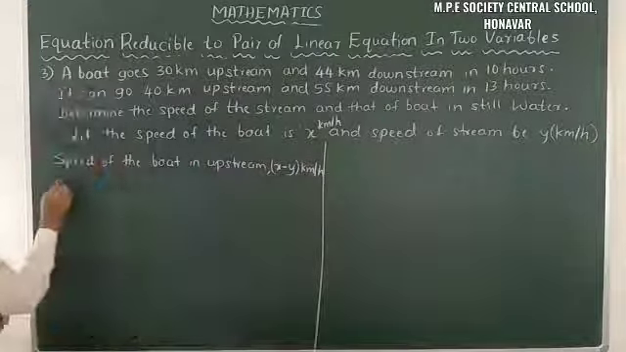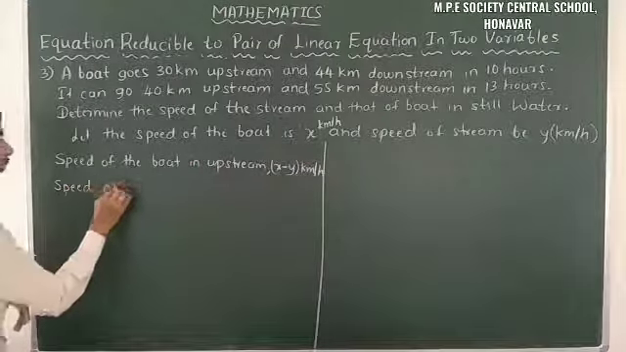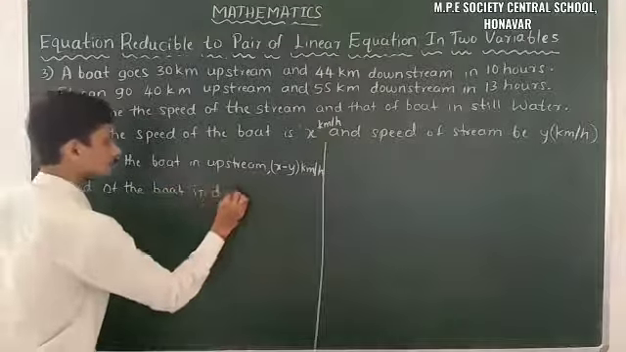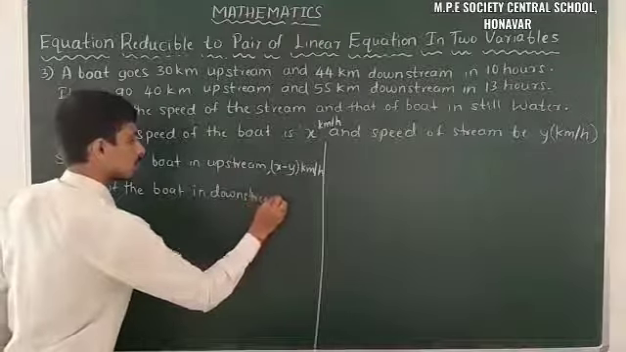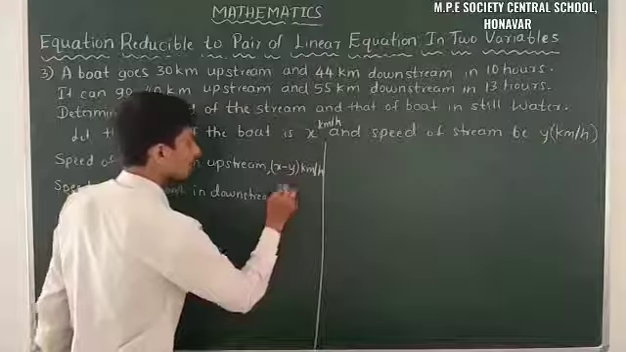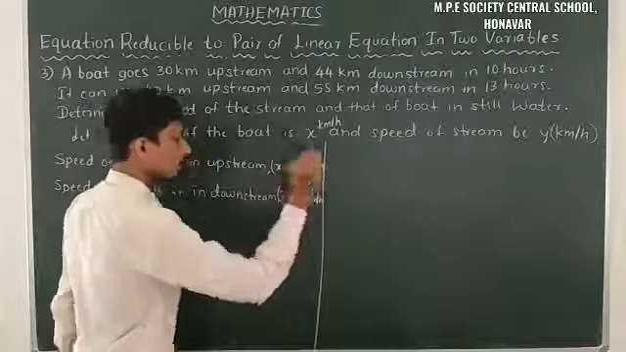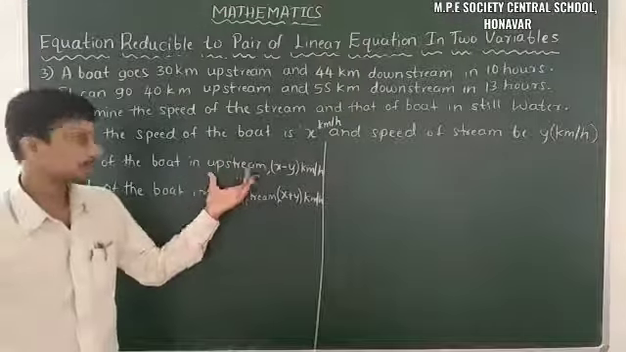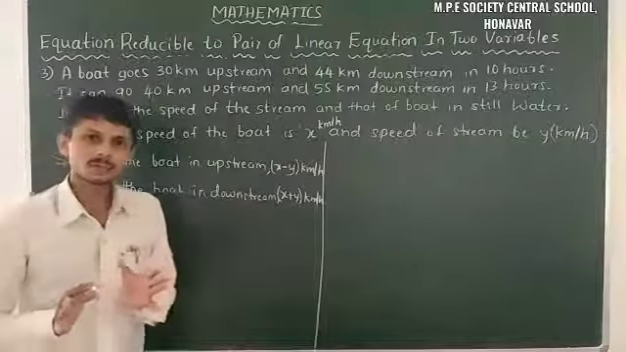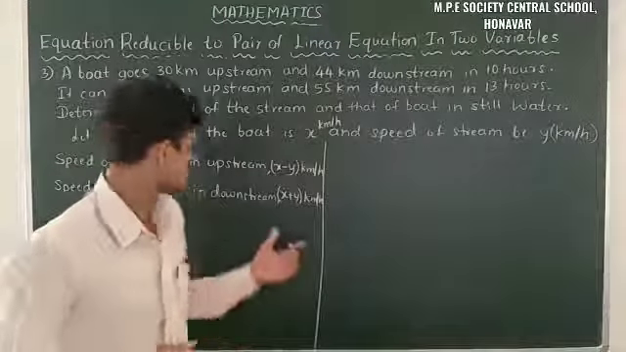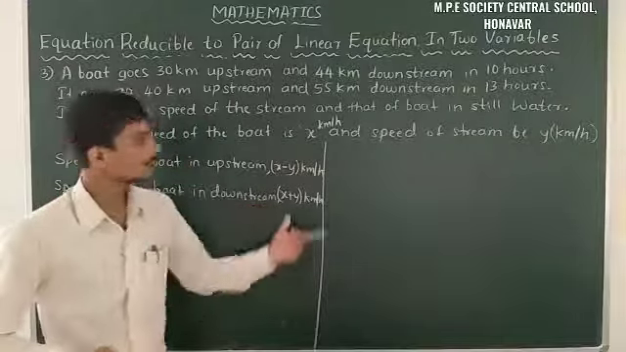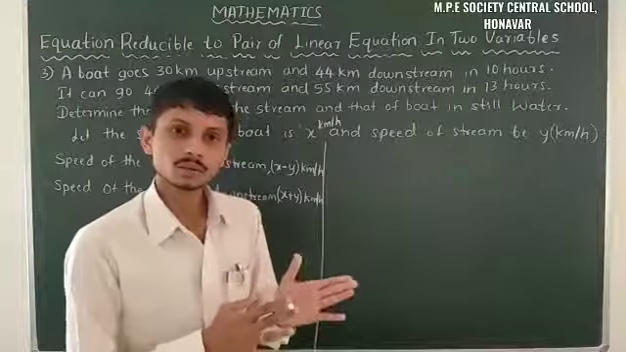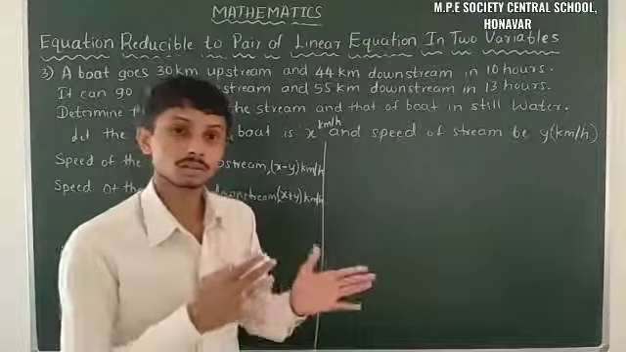So the speed of the boat in downstream is x plus y kilometer per hour. So here we got upstream and downstream. Here we didn't know the speed of the boat and the speed of the stream. So we have to find them by taking the given or known quantities.